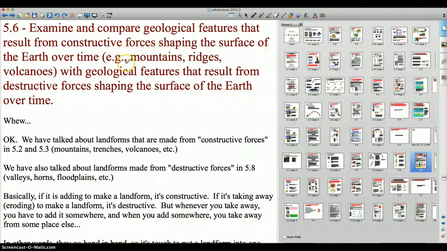Know the difference between a constructive force and a destructive force. Constructive forces make things that weren't there before. Destructive forces take away things that were there before. Valleys used to have land there, but they've been taken away. Horns used to be mountains, but you've taken away the sides. That's a destructive force. But a mountain wasn't there before. It was constructed.